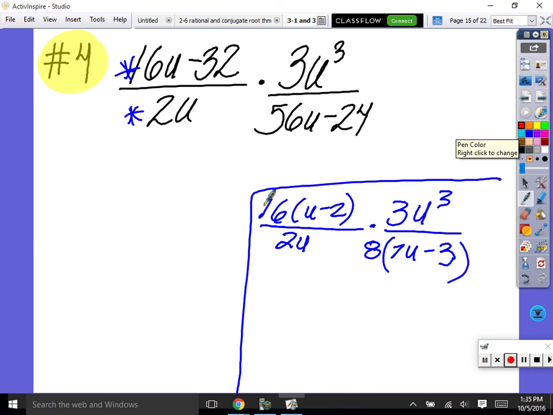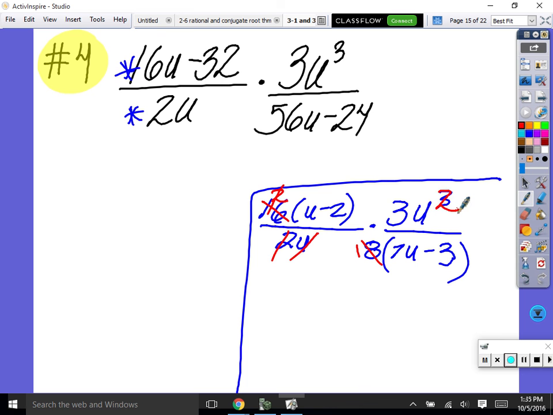Careful on this one. We have a 16 on top and an 8 on bottom. Doesn't that become 2 over 1? Oh, but don't we have a 2 over 2 now? We can divide that, right? It's multiplication, so 2 over 2 divides out. We have a u minus 2 on top, nothing on bottom, so we still have a u minus 2. 3 on top, anything on bottom? Nope. u cubed on top and a u on bottom. Yes, right? u, and this will become u squared.